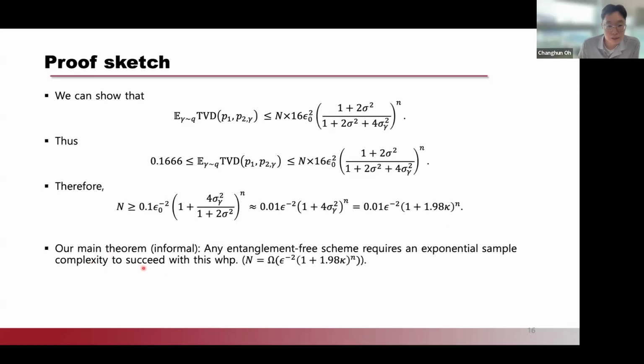And so that means that we concluded our main theorem, which shows that any entanglement-free scheme requires an exponential number of samples to succeed with this learning task with high probability. And as I showed in the first few slides, the entanglement-assisted case only requires a number of samples that is independent of the number of modes. So that concludes the exponential separation between the entanglement-free scheme and the entanglement-assisted scheme.